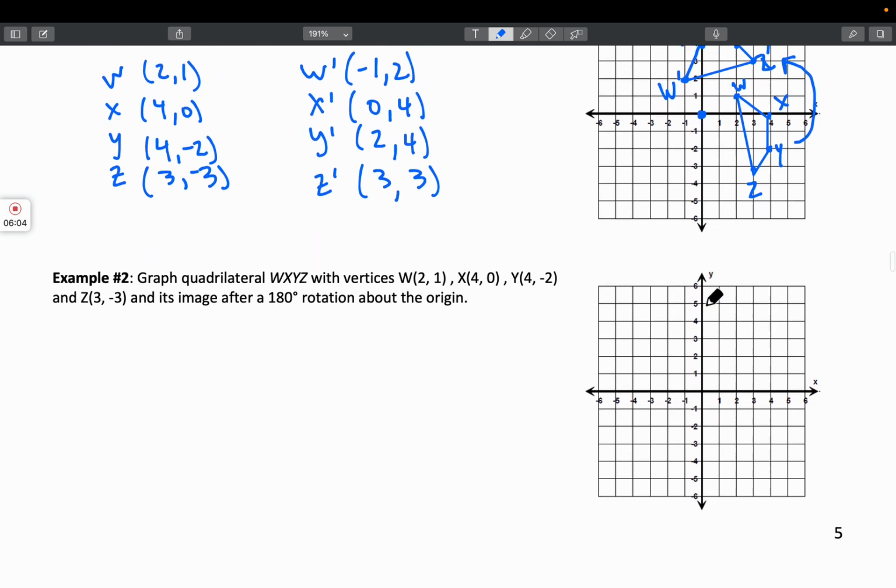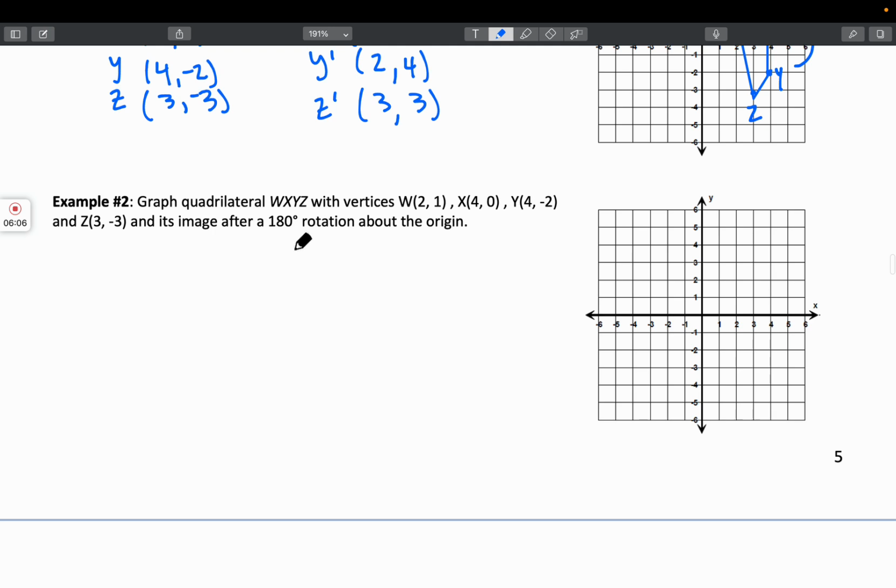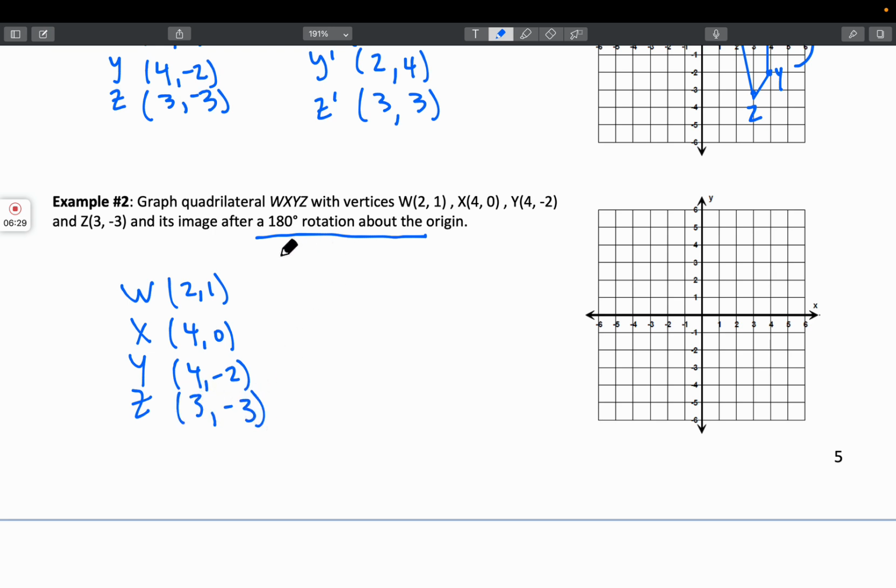All right, let's do another example here. Now we're going to rotate this one 180 degrees around the origin. So I'm going to list out my coordinates again. That helps me to be able to do that transformation. So we've got (2, 1), (4, 0), (4, negative 2), and finally (3, negative 3). Now remember, when we do a rotation of 180 degrees, all of our (x, y) coordinates are just going to change value. They're going to go to the opposite of x, the opposite of y.